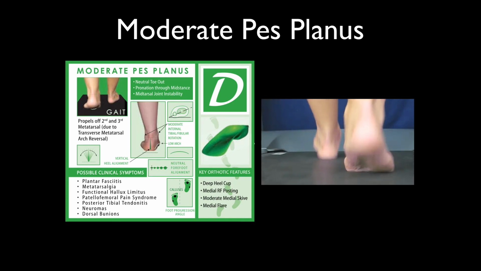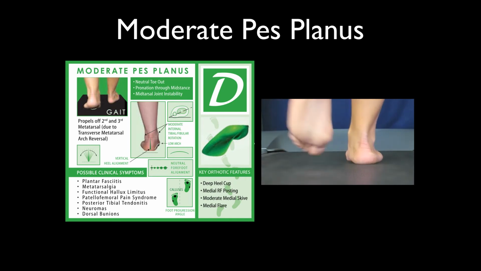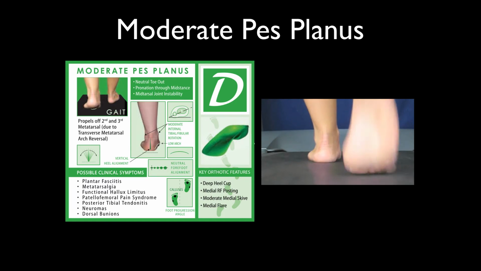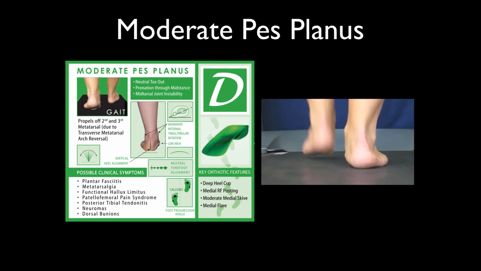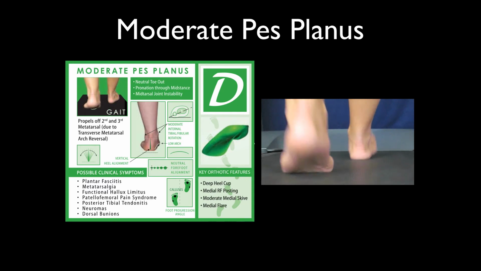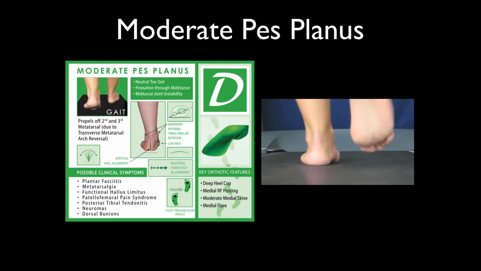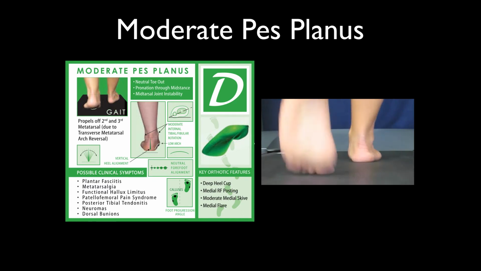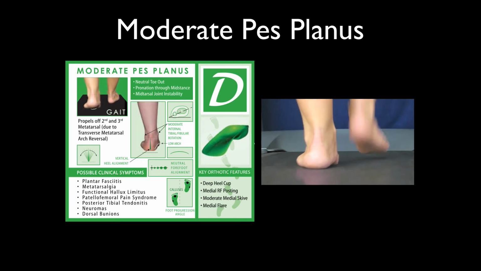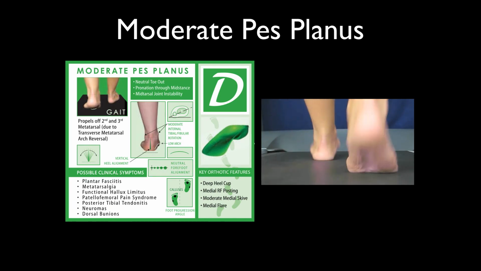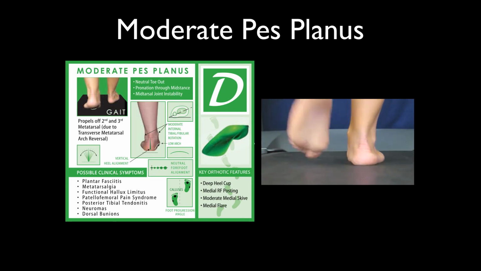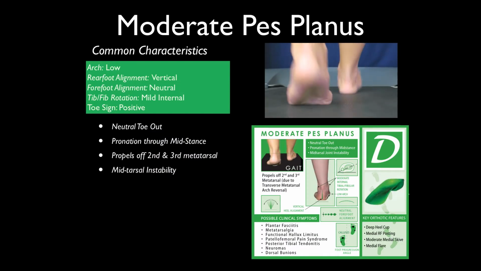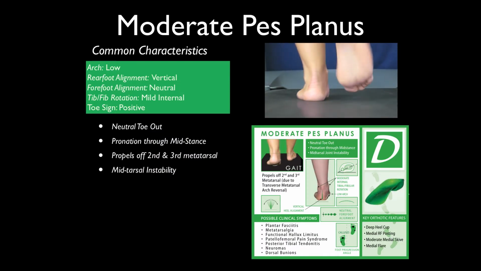Moderate pes planus has a low arch, which is very common with those possessing a moderate pes planus foot structure. The rear foot alignment is vertical, as well as the forefoot, which is in a neutral position. Mild internal rotation is seen at the tib-fib alignment, and a positive toe sign often results. The gait pattern exhibits prolonged pronation through midstance and propulsion in the second and third metatarsals. In many cases, the midtarsals are unstable, and the individual often lacks a forceful gait.